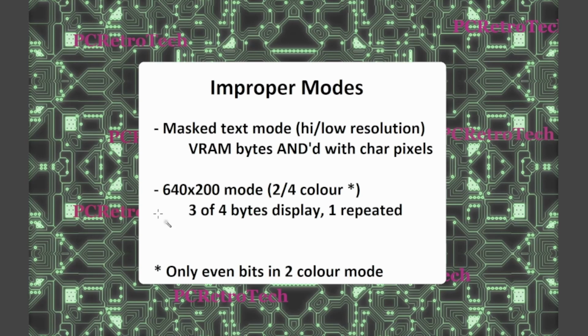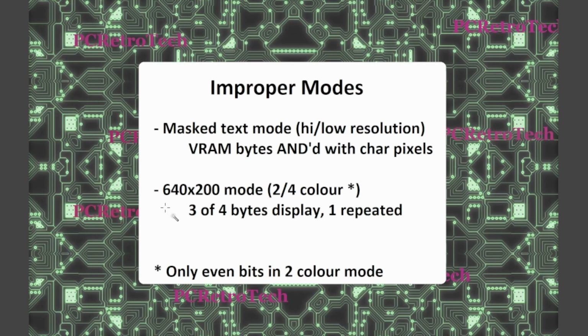Now the other improper mode is basically just a 640 by 200 graphics mode, and you can select either 2 or 4 colors, and the 4-color one is really interesting because that's not standard at all. And I actually did a video on this on the sister channel PC Retro Programmer, where I actually found a CGA graphics card where this mode works perfectly, just like a normal graphics mode.